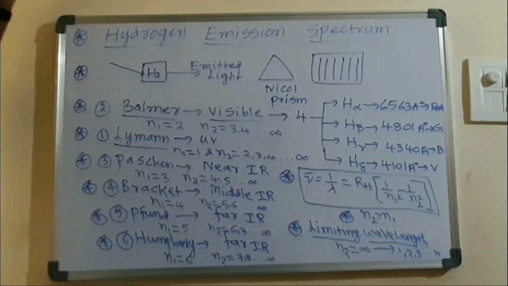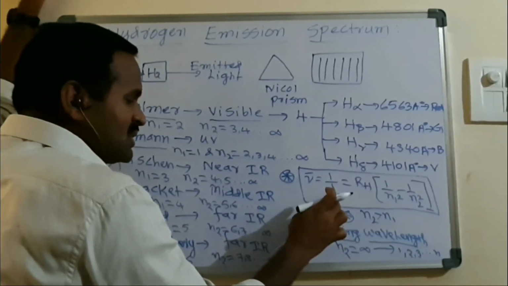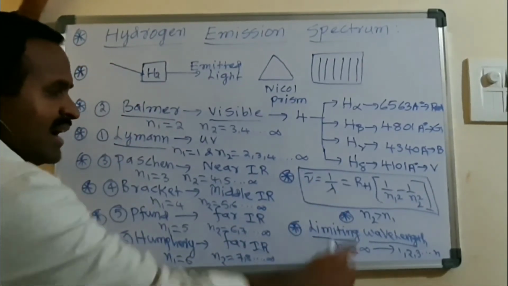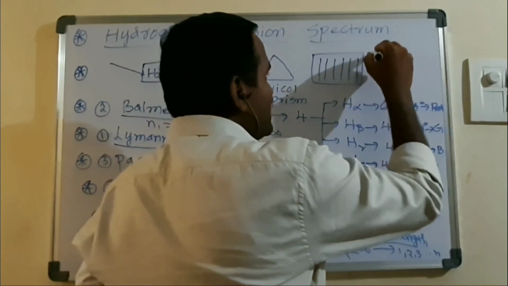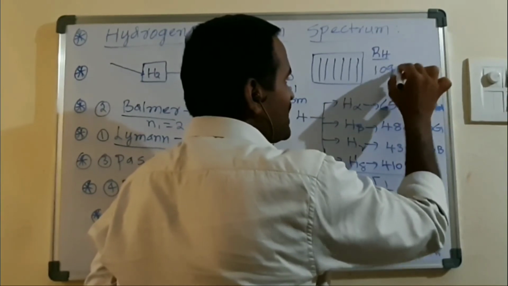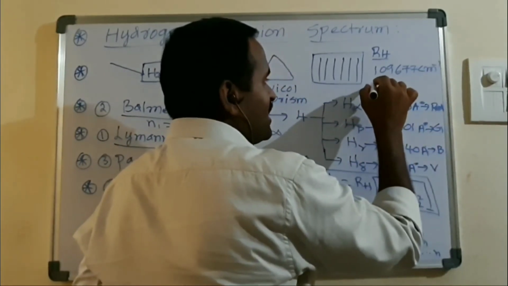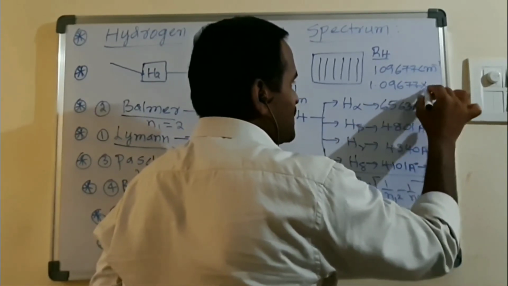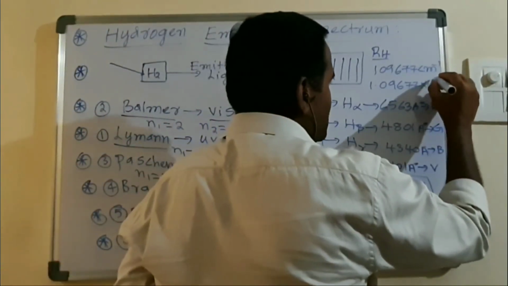Whatever different kinds of spectral lines are obtained, all their wavelengths can be calculated using the Rydberg equation. Here RH is the Rydberg constant, and its value is 109677 centimeter inverse, or you can write it as 1.09677 into 10 power 7 meter inverse.